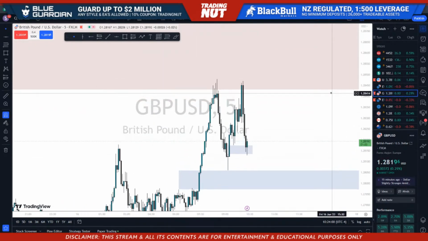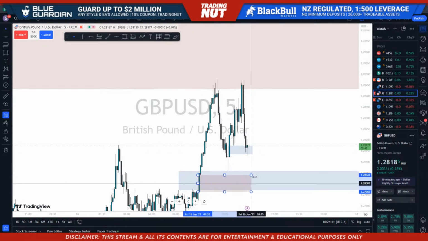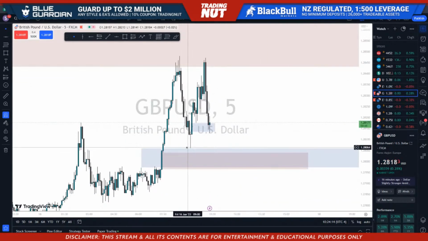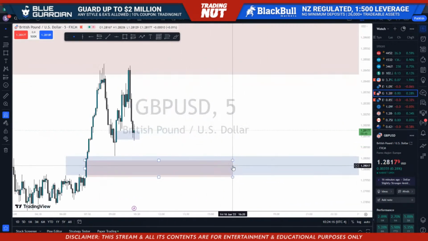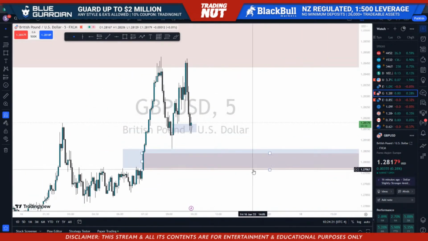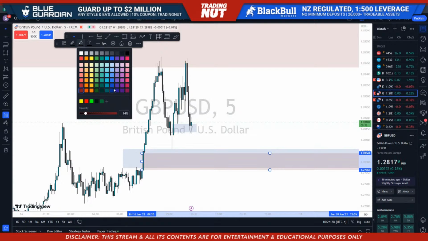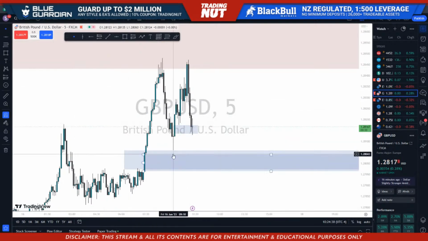On the 5-minute chart, we can see there's a fair value gap along here. So what we're going to do, we're going to wait for price to trade here, taking out this area of liquidity, coming down into the untapped imbalance. We filled in some of it, not all of it, and we'll be looking to take our buy within this overlap right here.